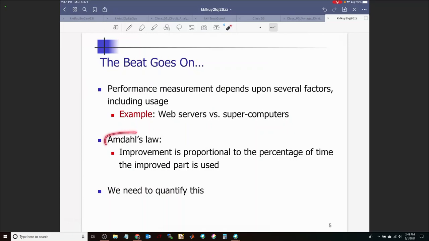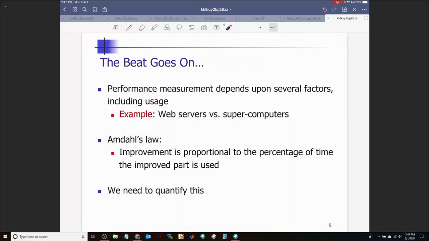Which brings me to Amdahl's law, which is improvement is proportional to the percentage of the time the improved part is used, right? So it's not just about improving the speed, you actually have to use the components that were responsible for that improvement. Only if you use the improved part, then you can see the improvement overall. Now, performance measurement also depends on other factors, for example, usage. Now, you have web servers on one side and you have supercomputers on the other side, or servers on the other side. What are web servers trying to optimize?